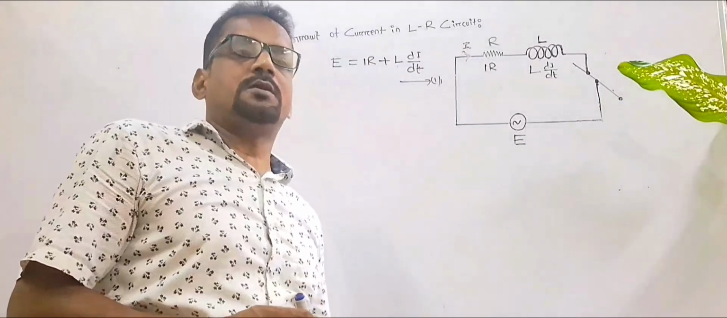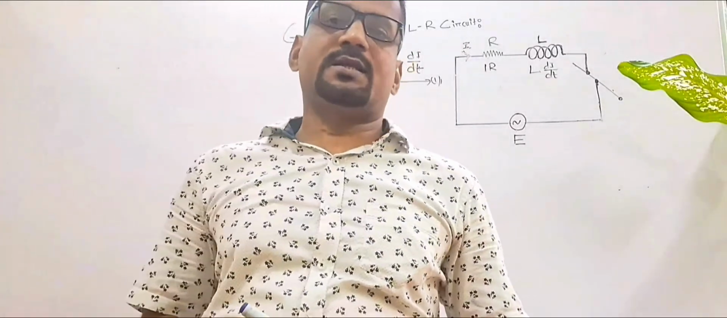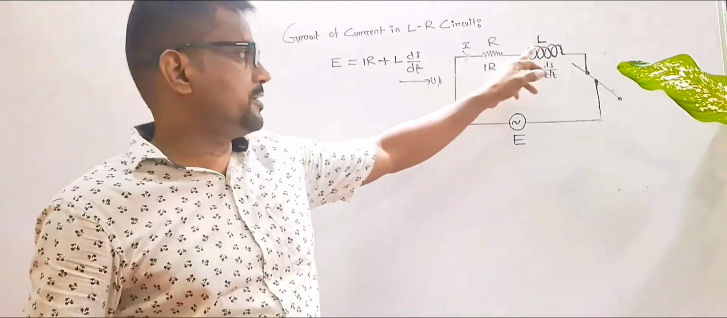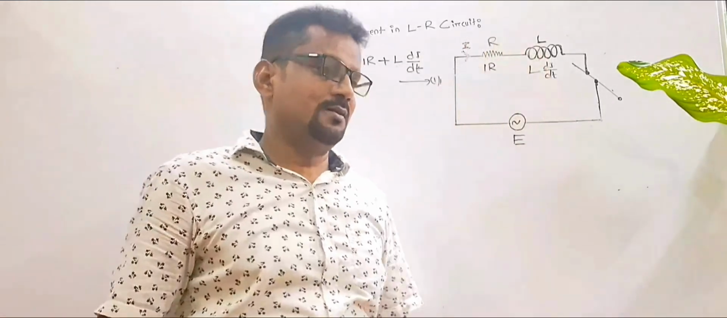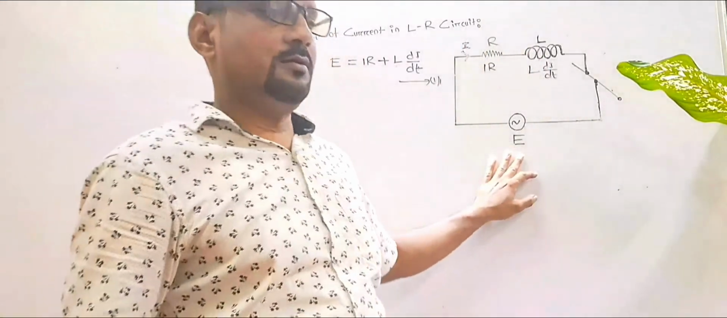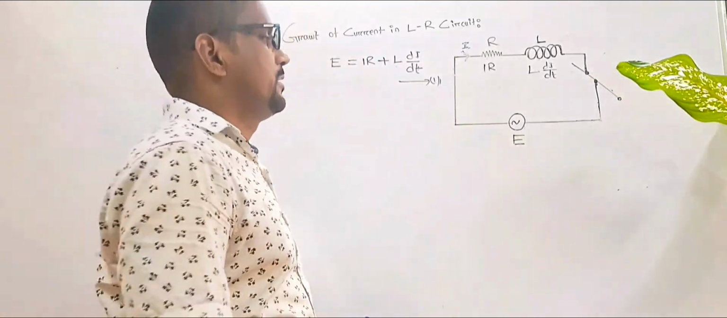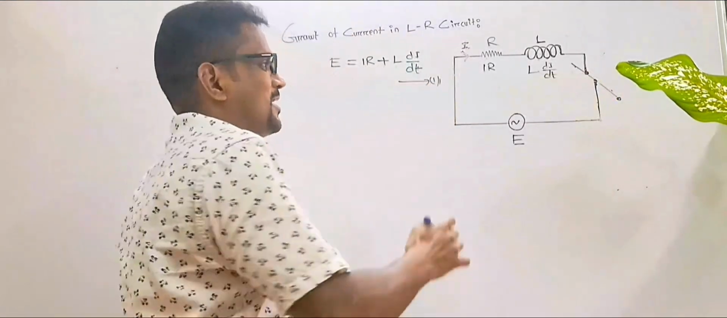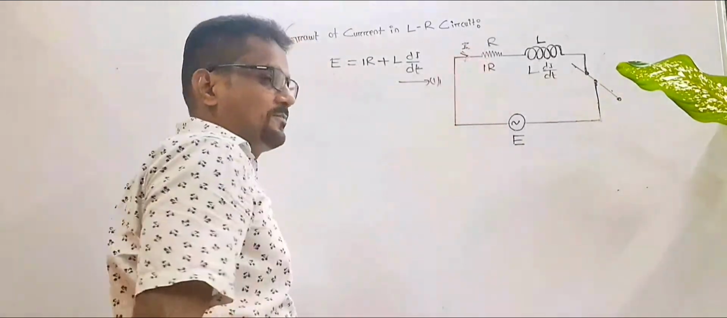So we are going to see the growth of current in an LR circuit. For that, let us consider an LR circuit: a resistor and an inductor connected in series with an alternating EMF. Now, when the tapping key is tapped or closed, current will flow through the circuit.